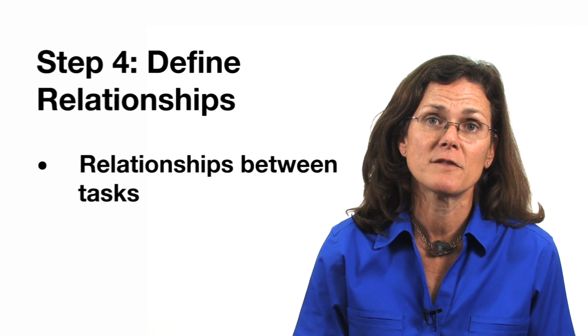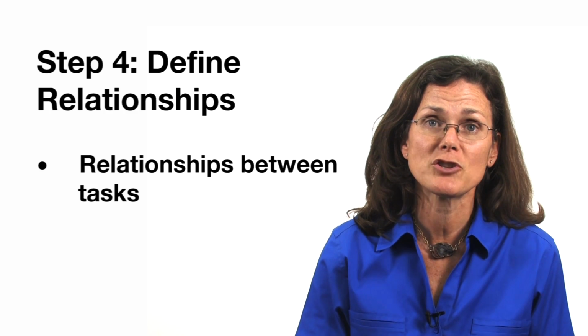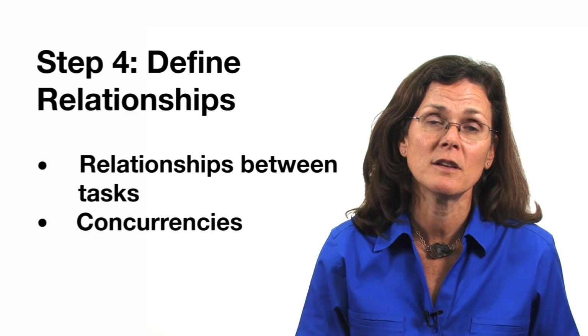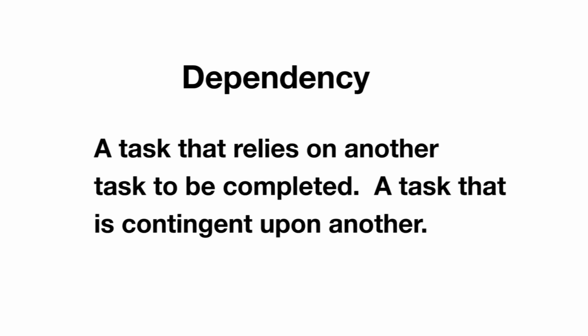Step 4 is to define relationships between the tasks on your list. Some of these relationships might be concurrencies, dependencies, or lags. A dependency occurs when there's a task that cannot be started before another one is completed. Dependencies occur several times in this Gantt chart, everywhere that wood must be cut before it is used to build a structure.